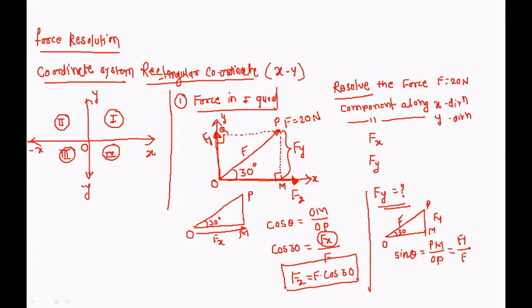So Fy is equal to, just multiply this F to the sine theta. So we can write Fy is equal to F into sine theta, that is nothing but the sine 30. Okay, so this is your x component F cos theta, and this is your y component F sine theta. Okay, so we can represent this.